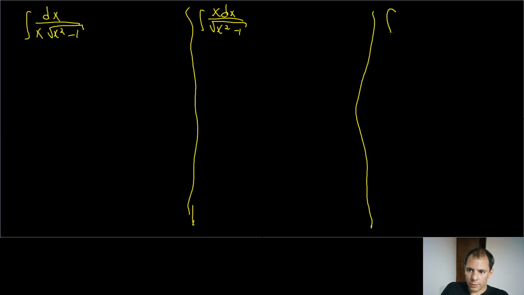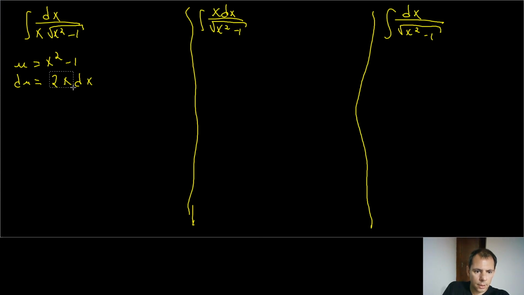And over here, you're going to have the integral of dx divided by the square root of x squared minus 1. So you see that the denominator kind of looks the same, okay? So let's see all these things in here. In here, you can see that you have a u, which is x squared minus 1. Du equals 2x dx.